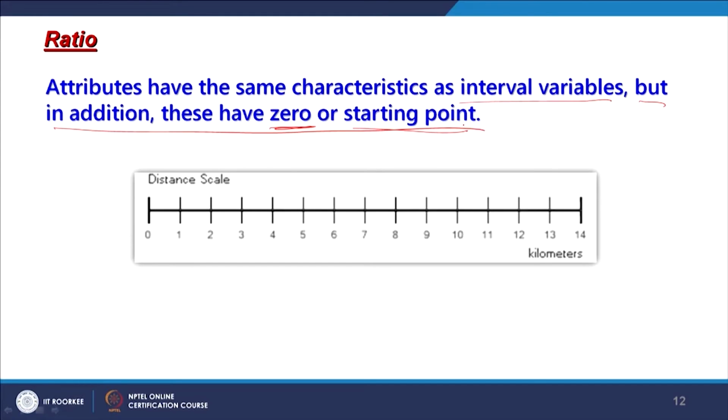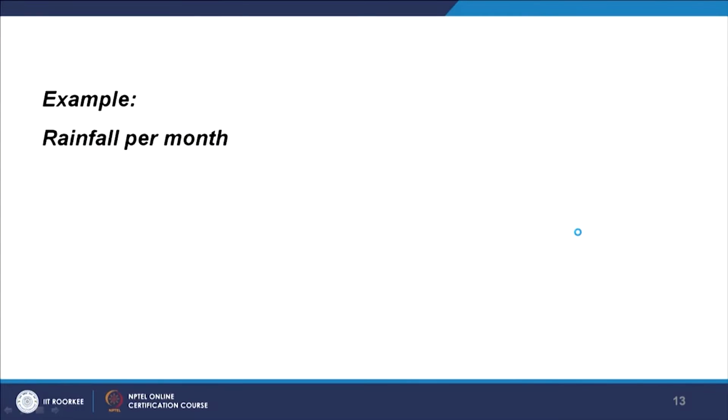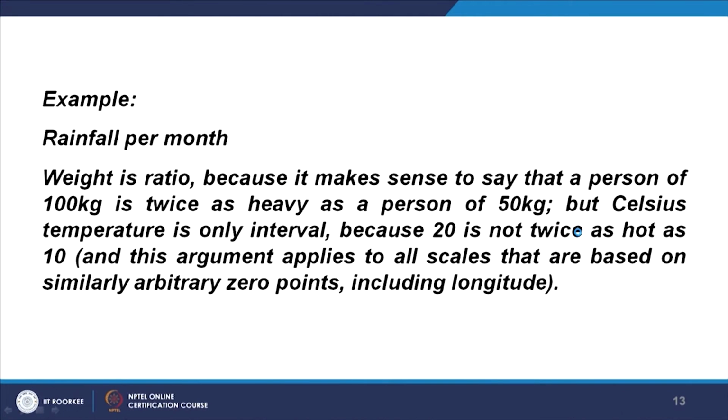If, like in maps, we put a scale bar, this is that example. Generally when a scale bar is put, we put the 0 and also 14, and scale is a ratio. Because if we say 50,000, then one unit on the map, maybe 1 centimeter, is equivalent to 50,000 centimeters on the ground. So it is a ratio, and that is why it will have a 0 value starting point as well. And examples like rainfall per month. Rainfall 0 is a starting point.